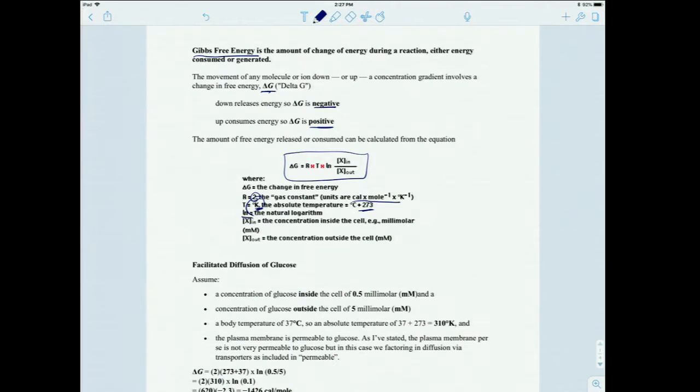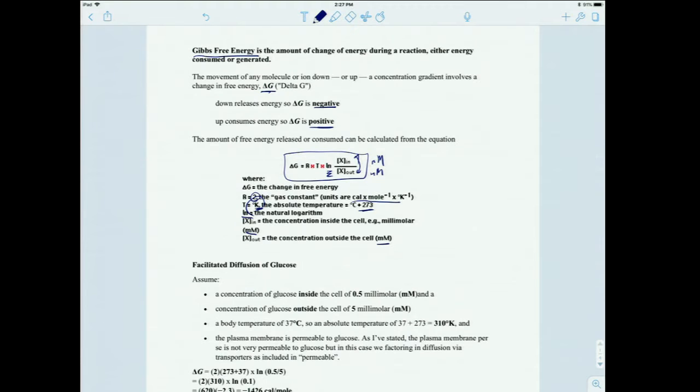Then we have natural log, which we have right there, and then the concentration. Typically the concentration is going to be in millimolar, but as you'll note in the equation here, it doesn't really matter what the concentration is in terms of units as long as they're the same, because whether we're going in over out or out over in, it's a ratio, so the units actually cancel. We just need to make sure that both of those are in the same concentration, and then everything will work out. So if you work that out, you can actually quantify how much energy is being released or being taken up.